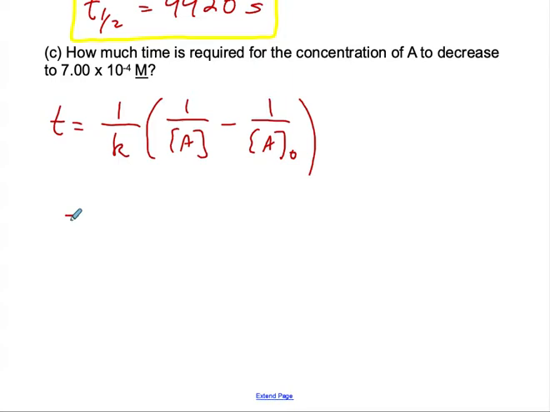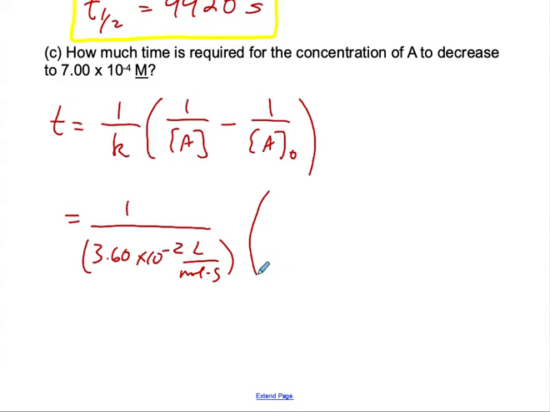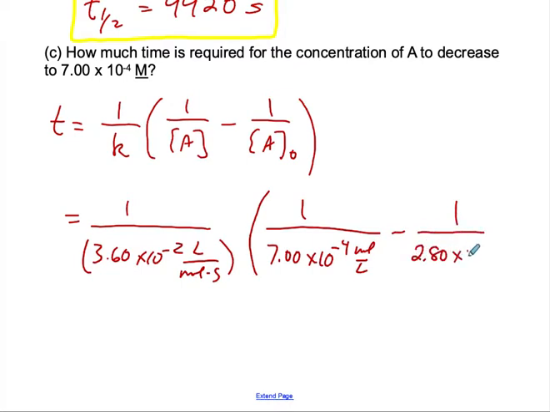This is simply the second order integrated rate law rearranged to isolate time. So now I'll plug in my rate constant, 3.60 times 10 to the negative second liters per mole second, times 1 over the specified concentration, 7.00 times 10 to the negative fourth moles per liter, minus 1 over the initial concentration, 2.80 times 10 to the negative third moles per liter. And evaluating that on my calculator tells me that the time required for the concentration to decrease to that specified value is 29,800 seconds.